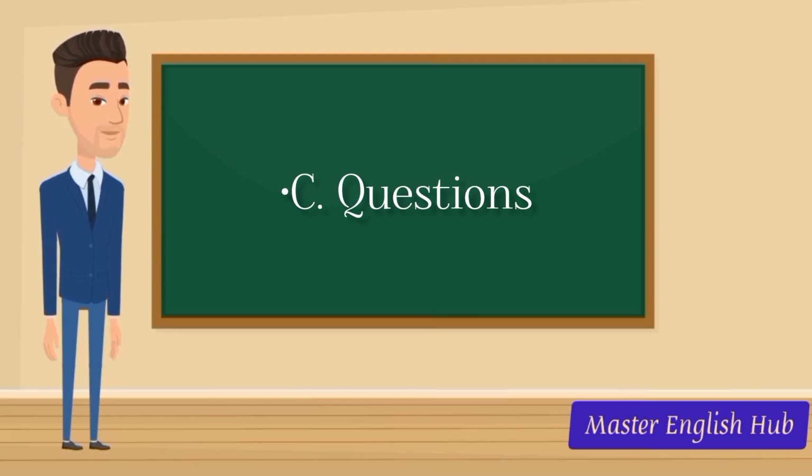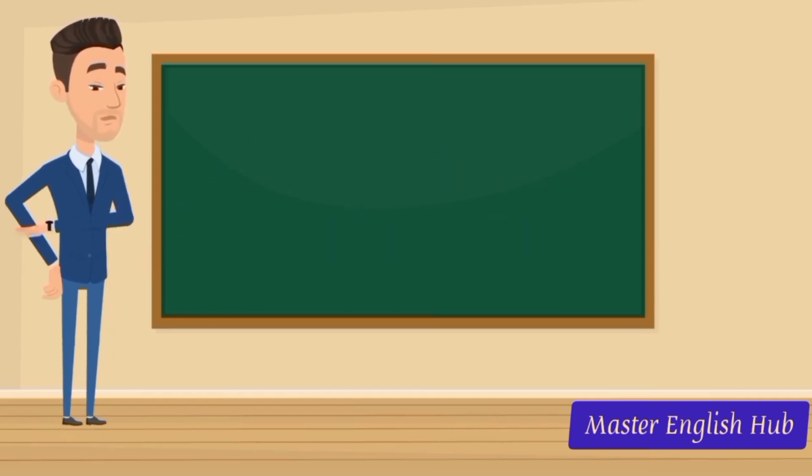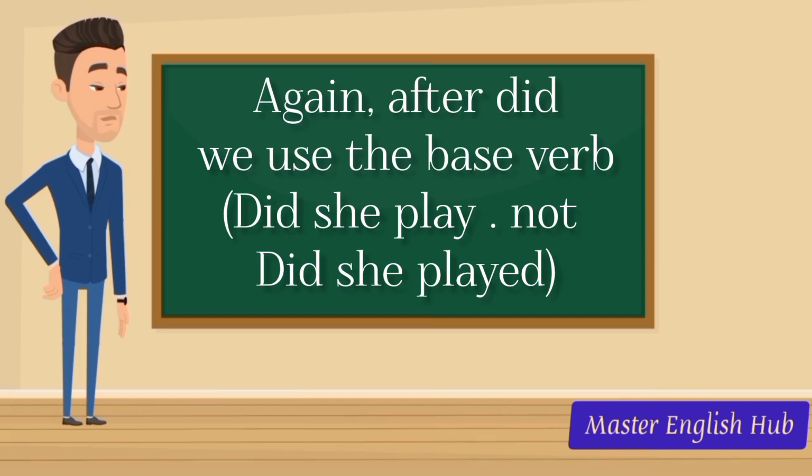C. Questions. Formula: did plus subject plus base form of verb. Did you watch the movie? Did she finish her homework? Again, after did, we use the base verb.